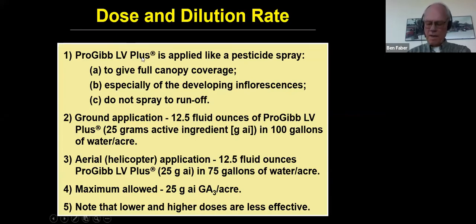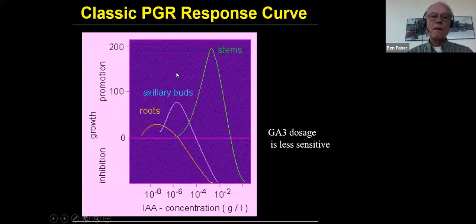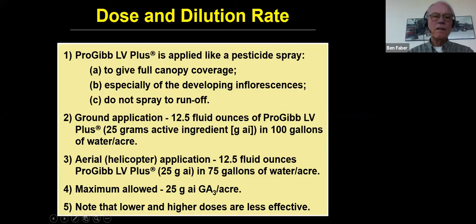ProGib Plus is applied as a whole tree, whole canopy application, to the developing inflorescences. You do not spray to runoff. The permit only allows for 12.5 fluid ounces of ProGib LV Plus, which is 25 grams of active ingredient, in 100 gallons of water.